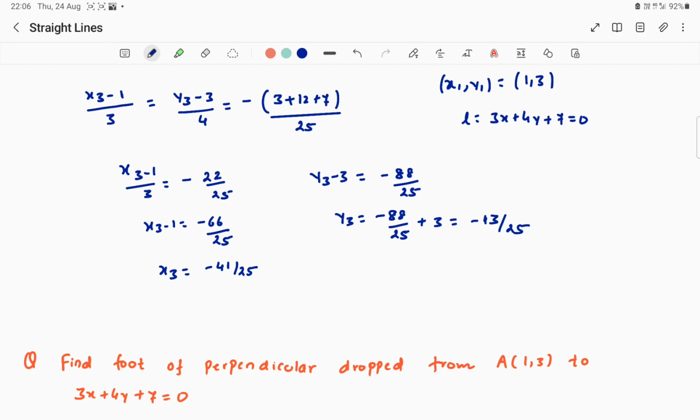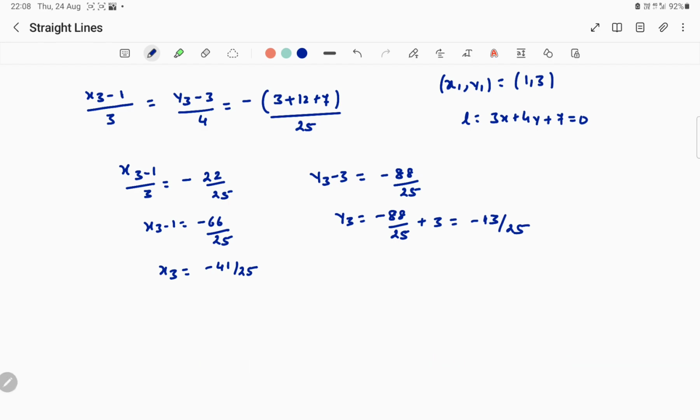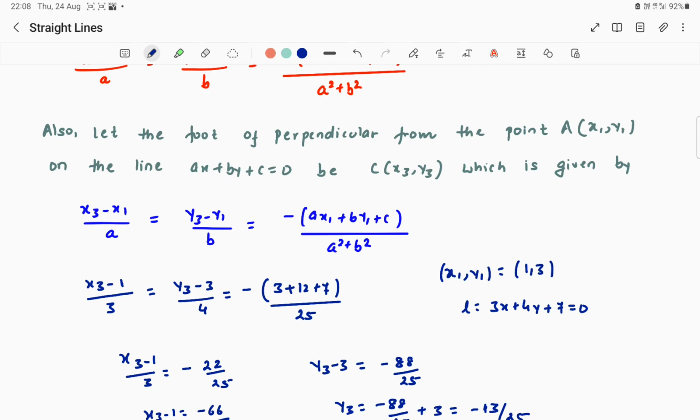So in NCERT exams, you will follow the first method. In mains exam, you can follow the second method. Okay, so I hope it is clear. Okay, similarly you can use it for the image also.